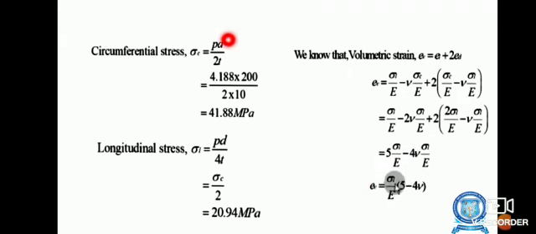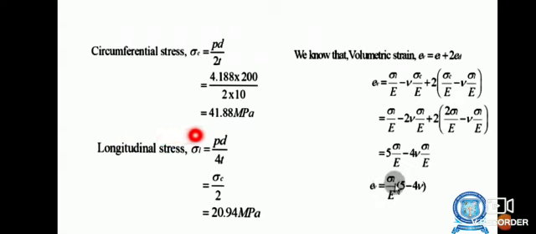So next we can find out the circumferential stress. Sigma C is equal to PD divided by 2T. We know the pressure value, 4.188, into 200 divided by 2 into 10. So finally we got the answer: circumferential stress equal to 41.88 megapascal.